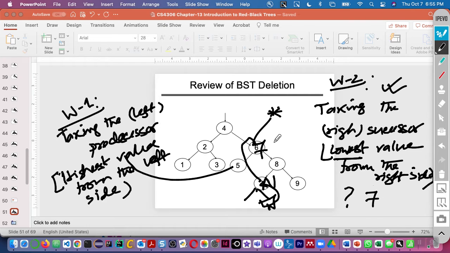Okay, maybe I forgot to cover this when we discussed BST, but now is the time that we read it. Does anyone have any question?